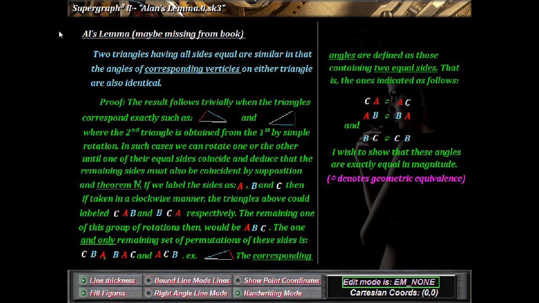So here's Al's lemma. And then I noted this. It might be that this lemma is in the original book of Euclid, something similar, but was left out of that particular abridged version, perhaps. Two triangles, all sides equal, are similar in that the angles of corresponding vertices on either triangle are also identical. Okay, that's what I want to prove.